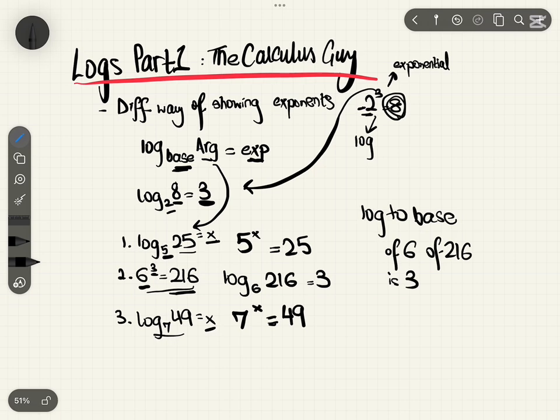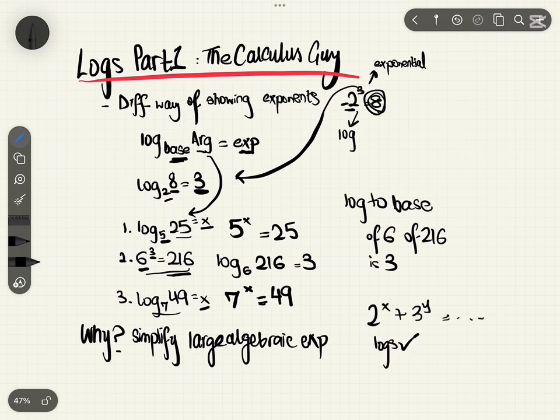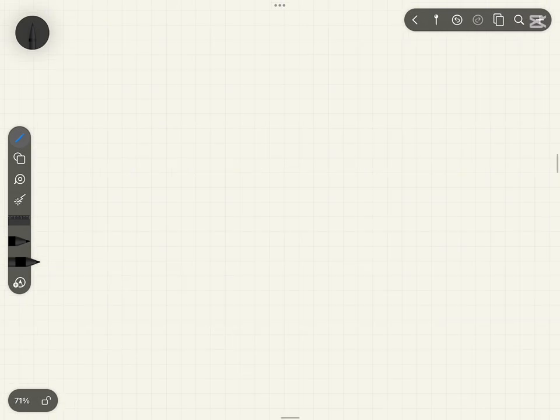But the main question comes, why do we have to use logs? Why can't we just use exponential forms? Well, the reason for this is that it helps simplify many algebraic expressions and makes them easier for us to solve. In cases where we don't know the exponents, for example, in this equation, it would make it easier to use logs to find the values of the powers that we don't know. Well, let's talk about some principles of logs.